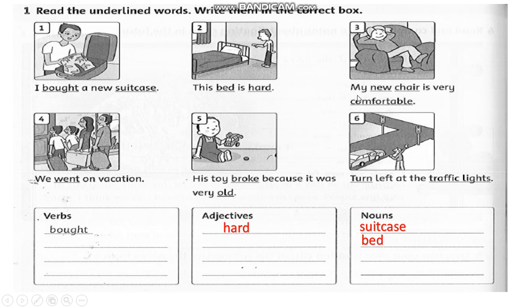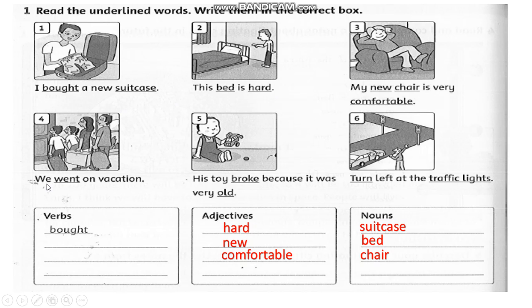Number 3. My new chair is very comfortable. So, new is an adjective and chair is a noun. Comfortable is an adjective. Right?